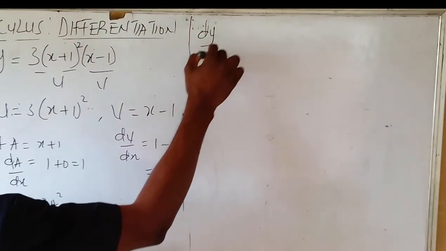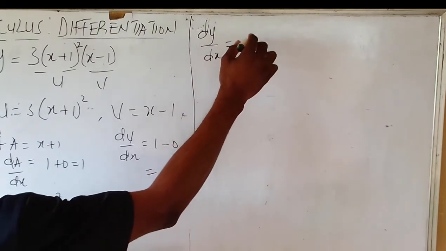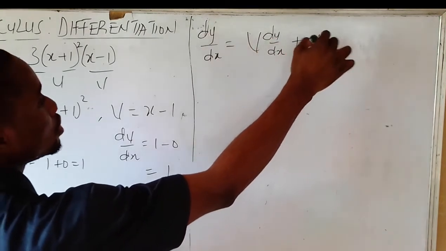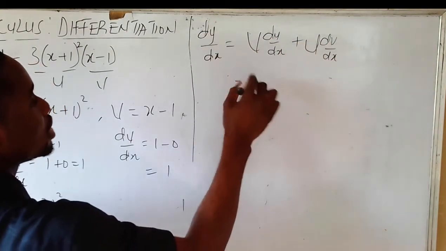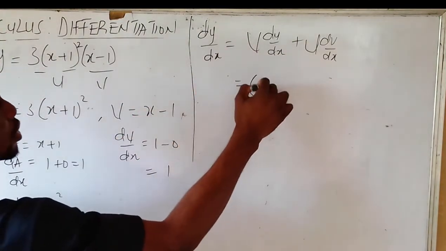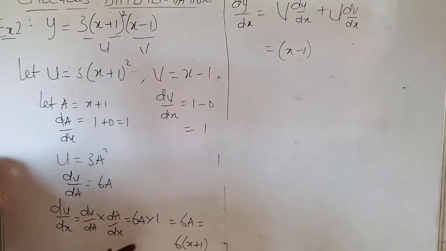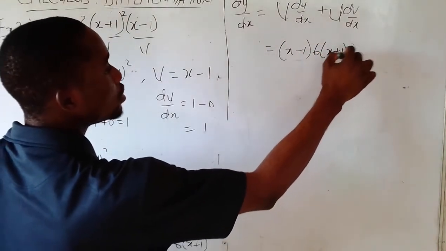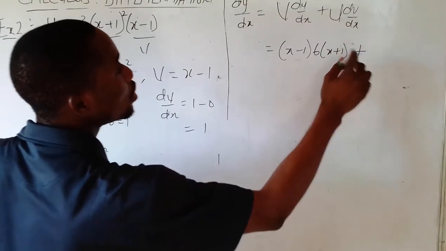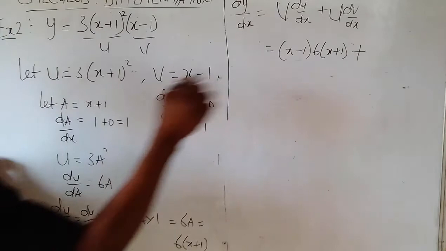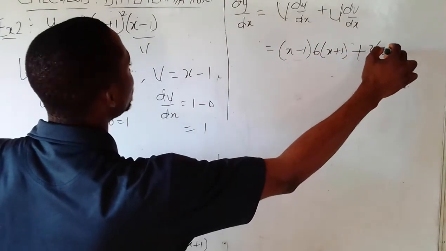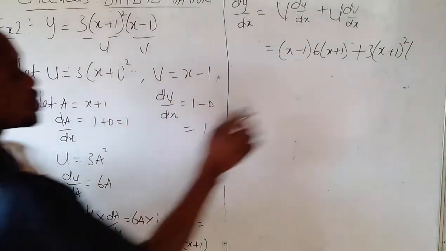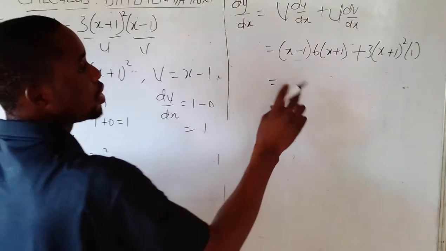Now, recall, the product rule formula is dy/dx equals v du/dx plus u dv/dx, which implies that v is x minus 1 times du/dx, 6 into (x plus 1), then, from the formula, plus u, which is 3 into bracket (x plus 1) squared. And dv/dx is 1.